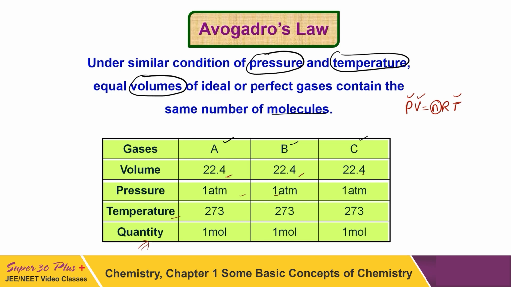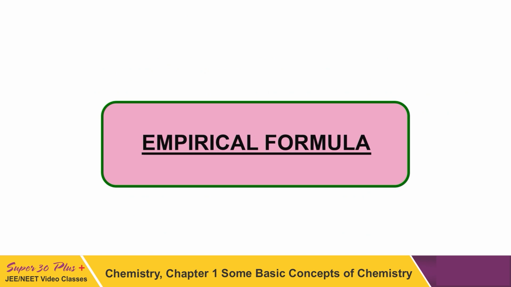So students, these were some laws of chemical combination. Now I will tell you something about the empirical formula. This is also important. Examiners used to ask questions from empirical formula in competitive examinations like JEE and NEET. So what is empirical formula? What do you mean by empirical formula?